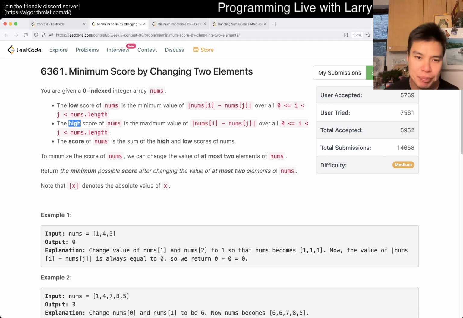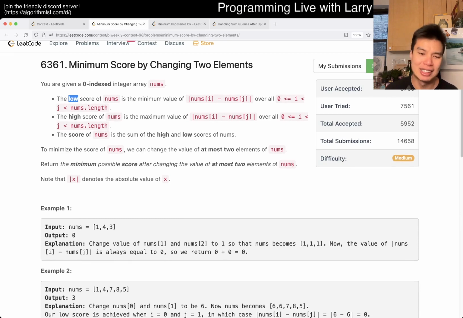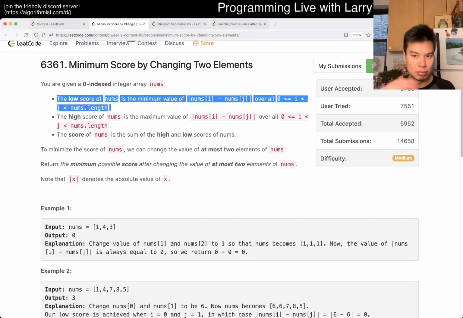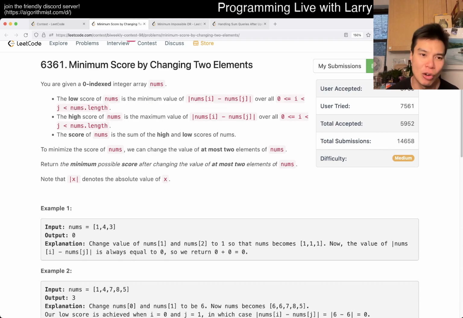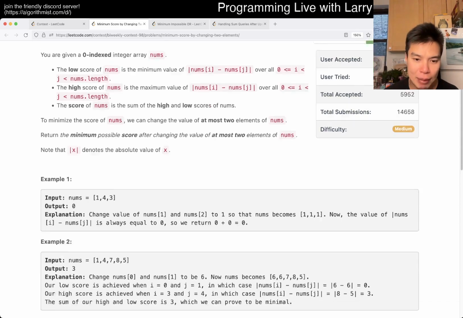The thing about the low score is that when you change one of the elements, you can always change it to one of the other numbers, or even in one of the examples, to the same number that's not one of the numbers. So the low score can always be 0. Therefore we can almost throw it out, because we can effectively do it without changing the other thing. And then the high score is just the range of the array, meaning the max minus the minimum. That's how I came up with my solution.